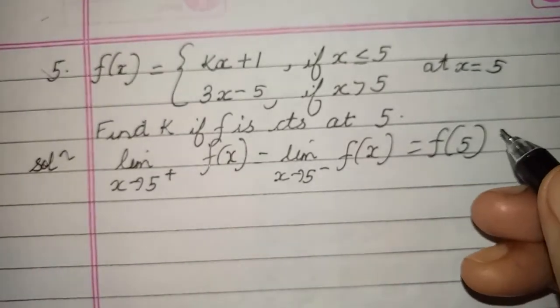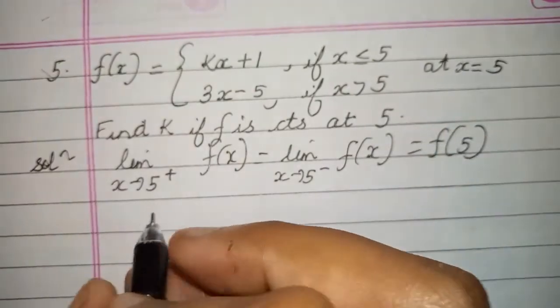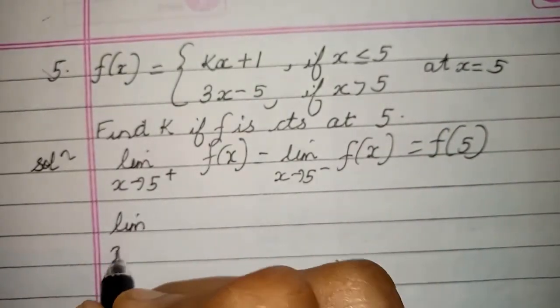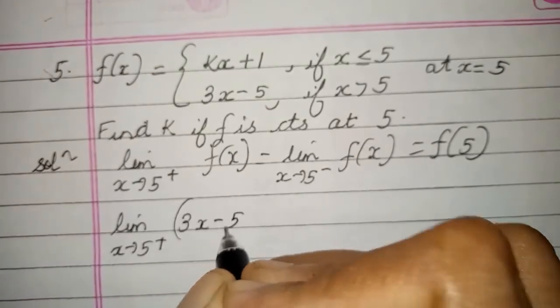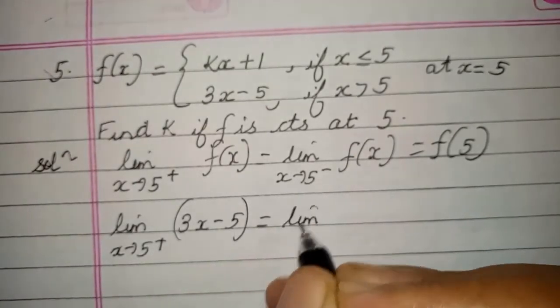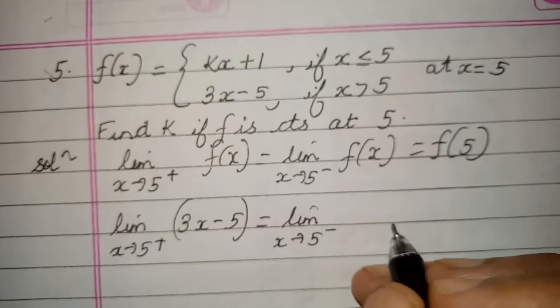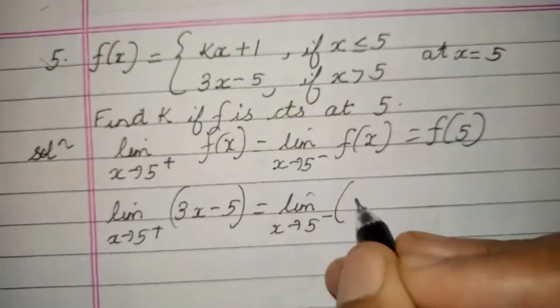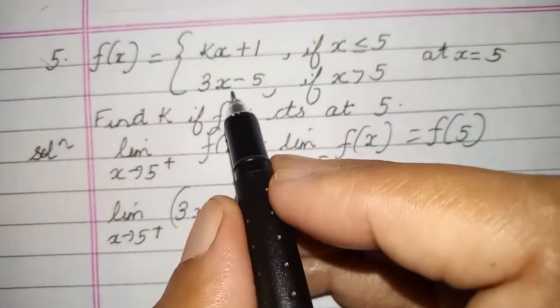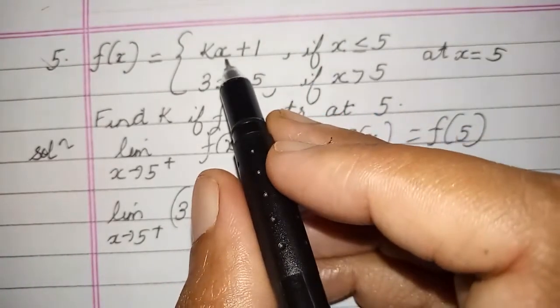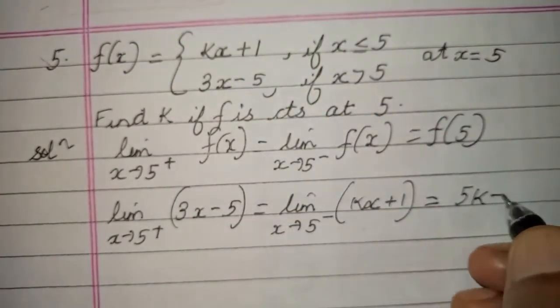So x tends to 5 plus means what? 5 plus means more than 5. So limit as x tends to 5 plus of 3x minus 5 is the same as limit as x tends to 5 minus of kx plus 1, which is the same as f of 5. What is f of 5? Put the value of x as 5, so it will be 5k plus 1.